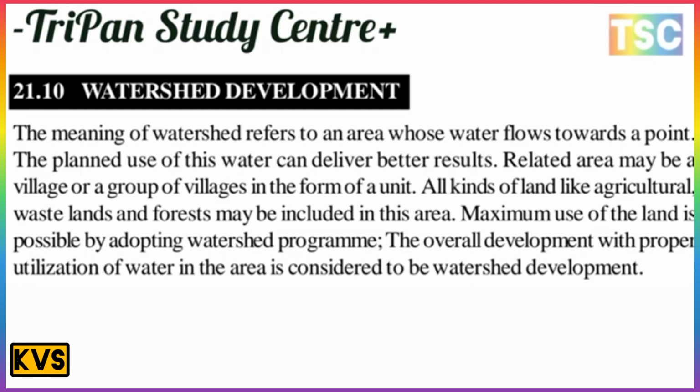A related area may be a village or a group of villages forming a unity. This unit is important. All kinds of land, like agricultural land, wasteland and forest, may be included in this area. A maximum use of land is possible by adopting a watershed program.